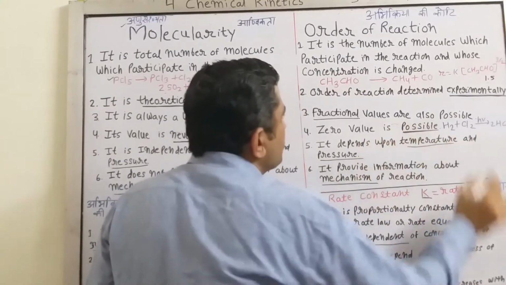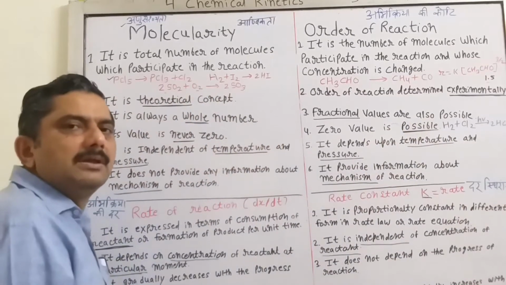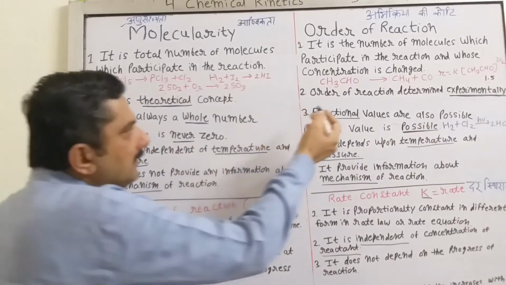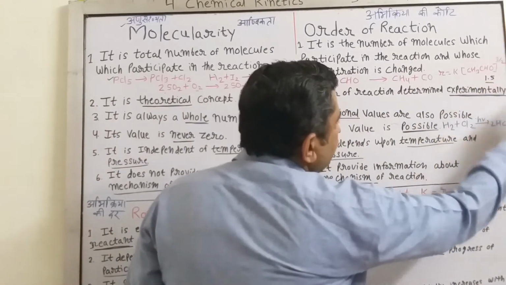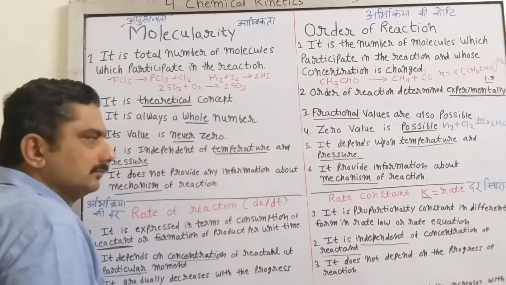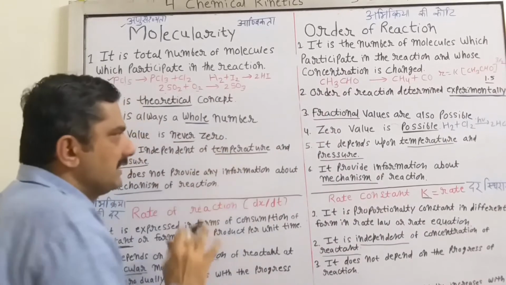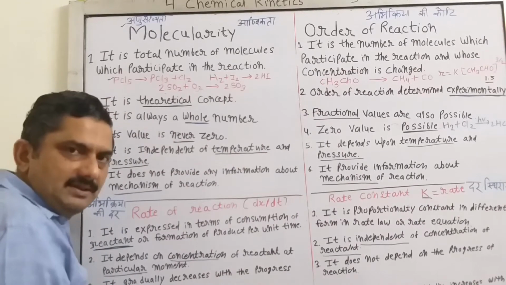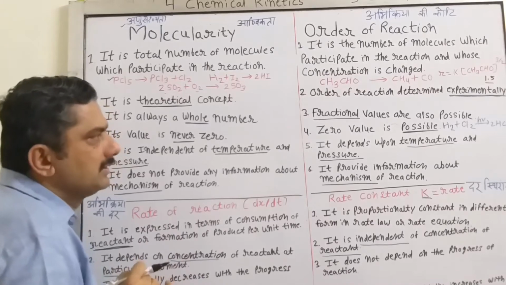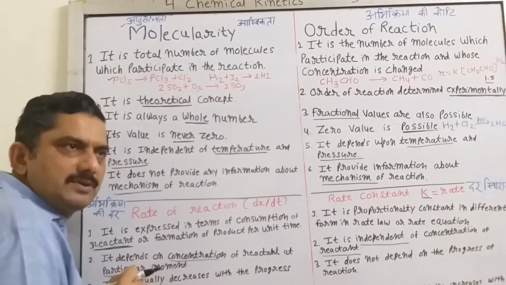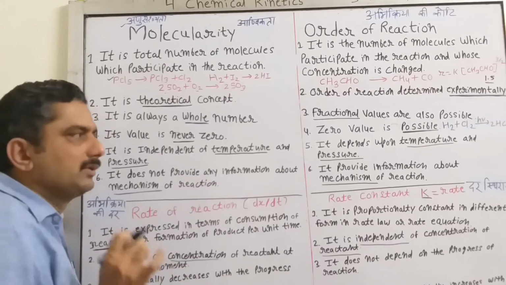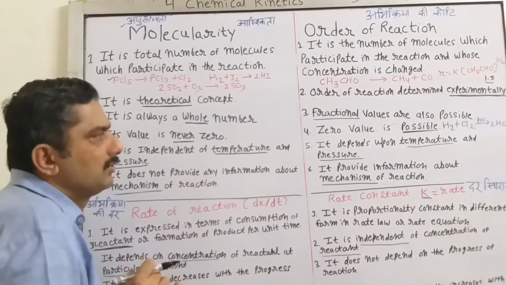In order of reaction, fractional values are also possible, as we saw in the example that the order of reaction is 1.5. Next, the value of molecularity is never zero. At least a unimolecular reaction is there. But in the case of order of reaction, zero order is possible. Example, the photochemical combination of hydrogen and chlorine is an example of a zero order reaction.